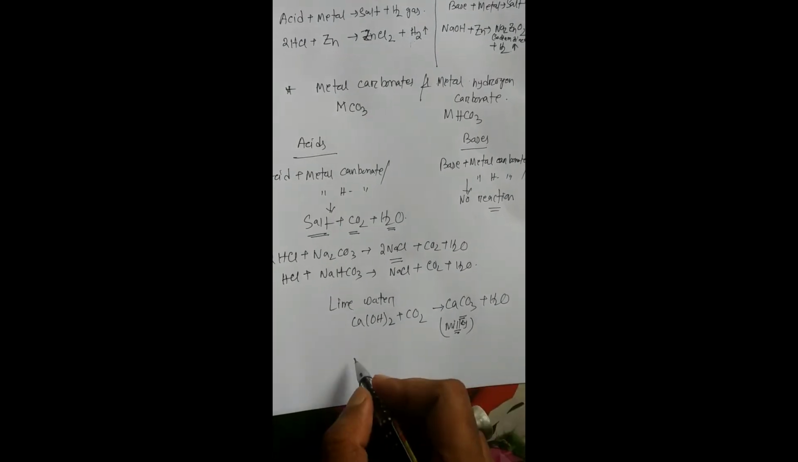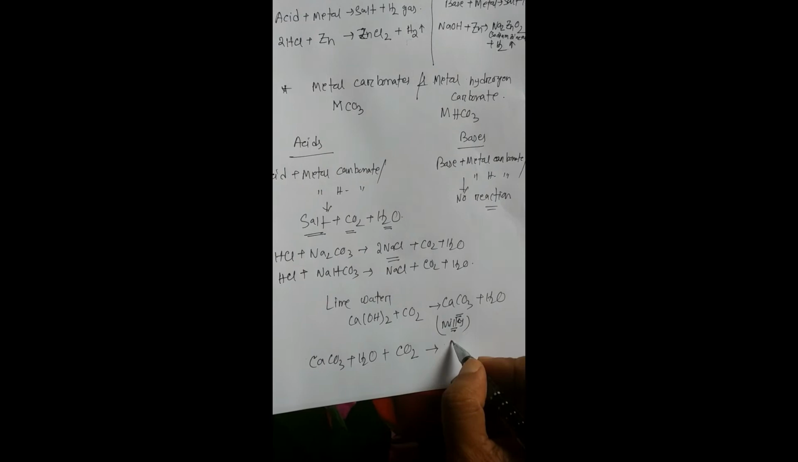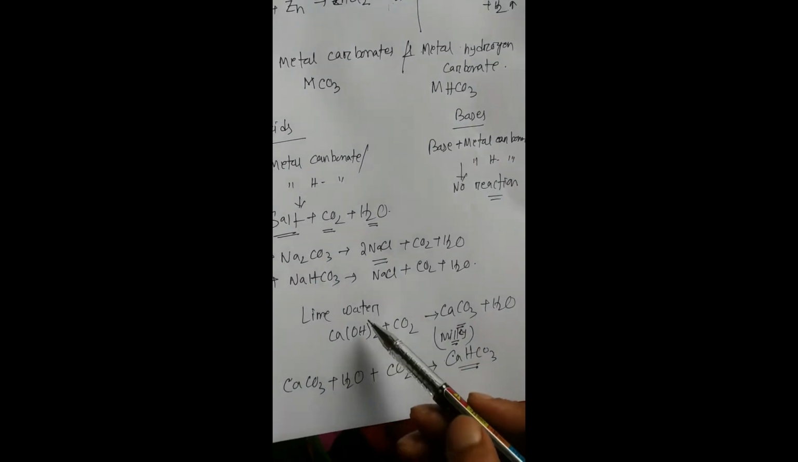Suppose excess carbon dioxide is added in this solution. That means we have calcium carbonate as well as water, and we are adding carbon dioxide again. Then you will get calcium bicarbonate, Ca(HCO3)2, and this calcium bicarbonate is colorless. That means the milky color will disappear in this case. So to identify that carbon dioxide is present, we have to pass it through the lime water.